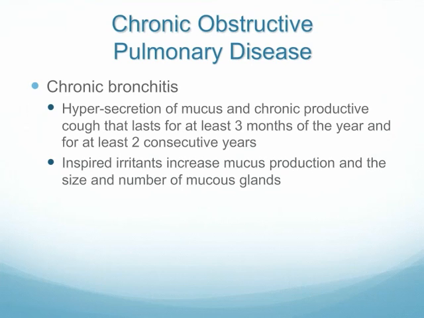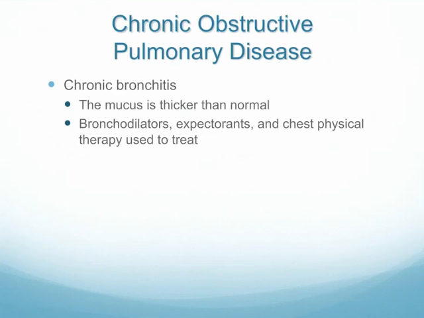But that's the underlying definition of what it takes to say, hey, this person has chronic bronchitis. What happens is that we have inhaled irritants, for example cigarette smoke, that increase mucus production and the number of mucus glands producing more mucus in the lung. The mucus is thicker than normal, which causes problems in getting it back out of the lung. So we're probably going to have to use bronchodilators. Expectorants are medications that draw fluid into that mucus to make it thinner, so hopefully it'll mobilize better.